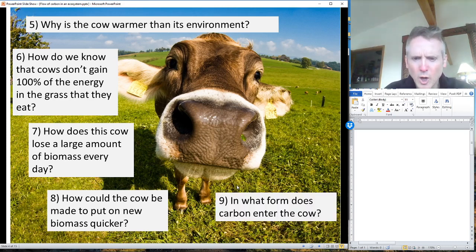And in what form does carbon enter the cow? Again, this is the crucial bit. Carbon dioxide goes into a plant, carbon dioxide is in the air. We breathe it in, but we don't use it. So the carbon enters the cow via all the things that were on the previous slide: carbohydrates, proteins, and fats.